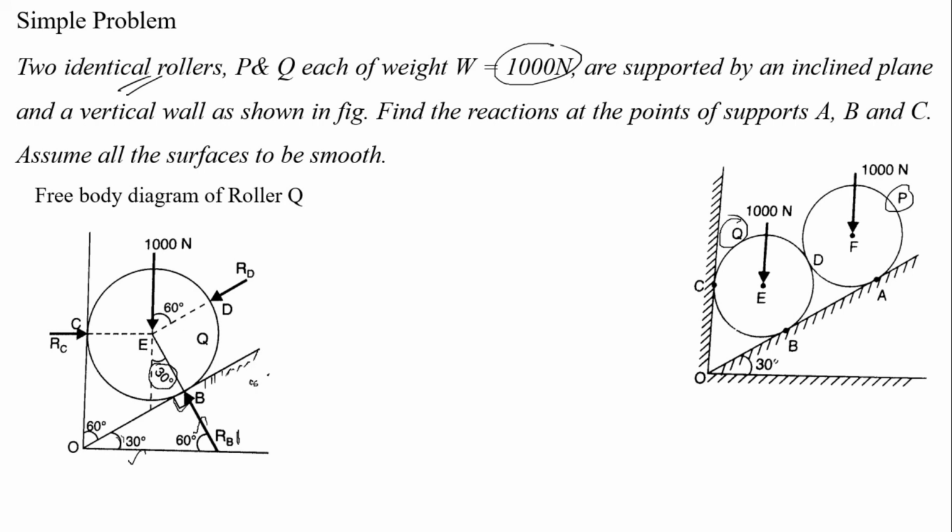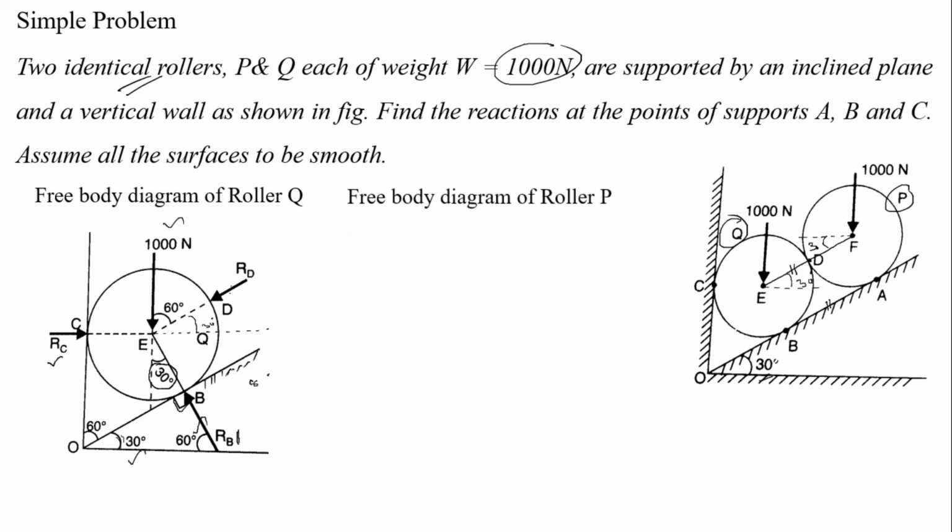And draw a horizontal line. This is RC, acting horizontally. This is 1000 Newton, which is W, acting straight down. And this is RD. Draw a horizontal line, and join this E and F, that passes through the point D. So this line EF is parallel to the plane AO, so the inclination of this plane is equal to 30 degree. Draw the horizontal line, and this angle is equal to 30 degree. That's why they mention here 60 degree.